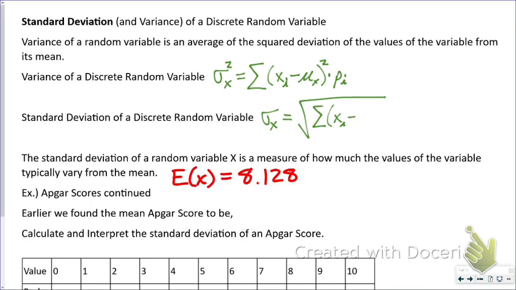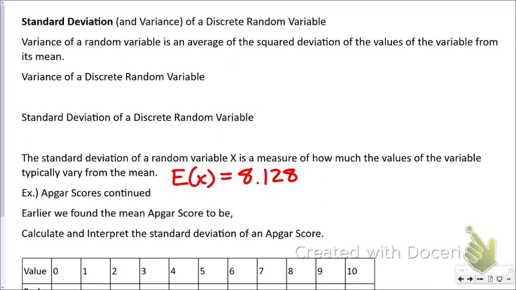And we're going to practice it. It may look daunting. It's not that bad. It's just a little tedious, a lot to write down. So the mean from the APGAR problem was 8.128, and we're going to use that to get the standard deviation for the APGAR scores. So let me scroll down a little bit and we'll try it out.